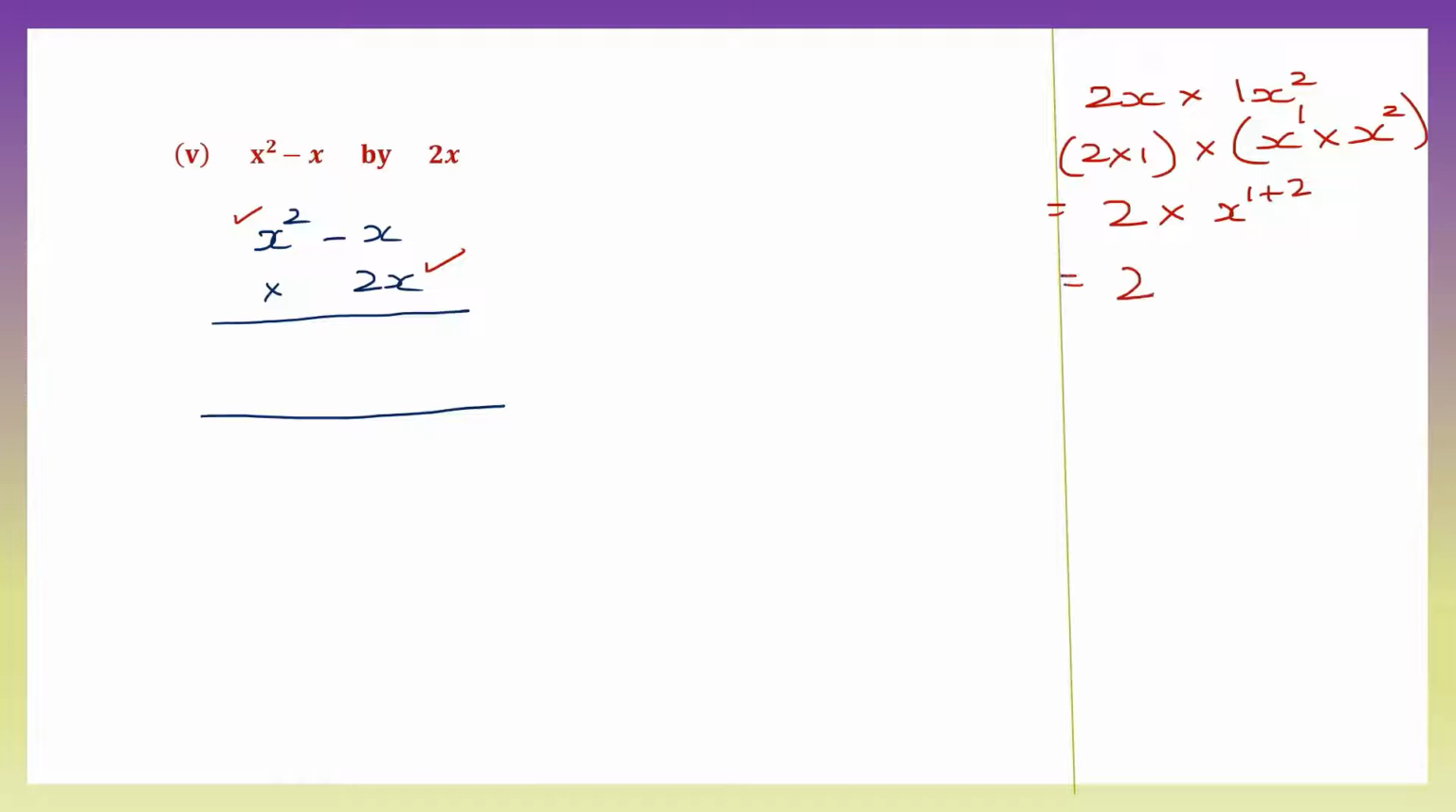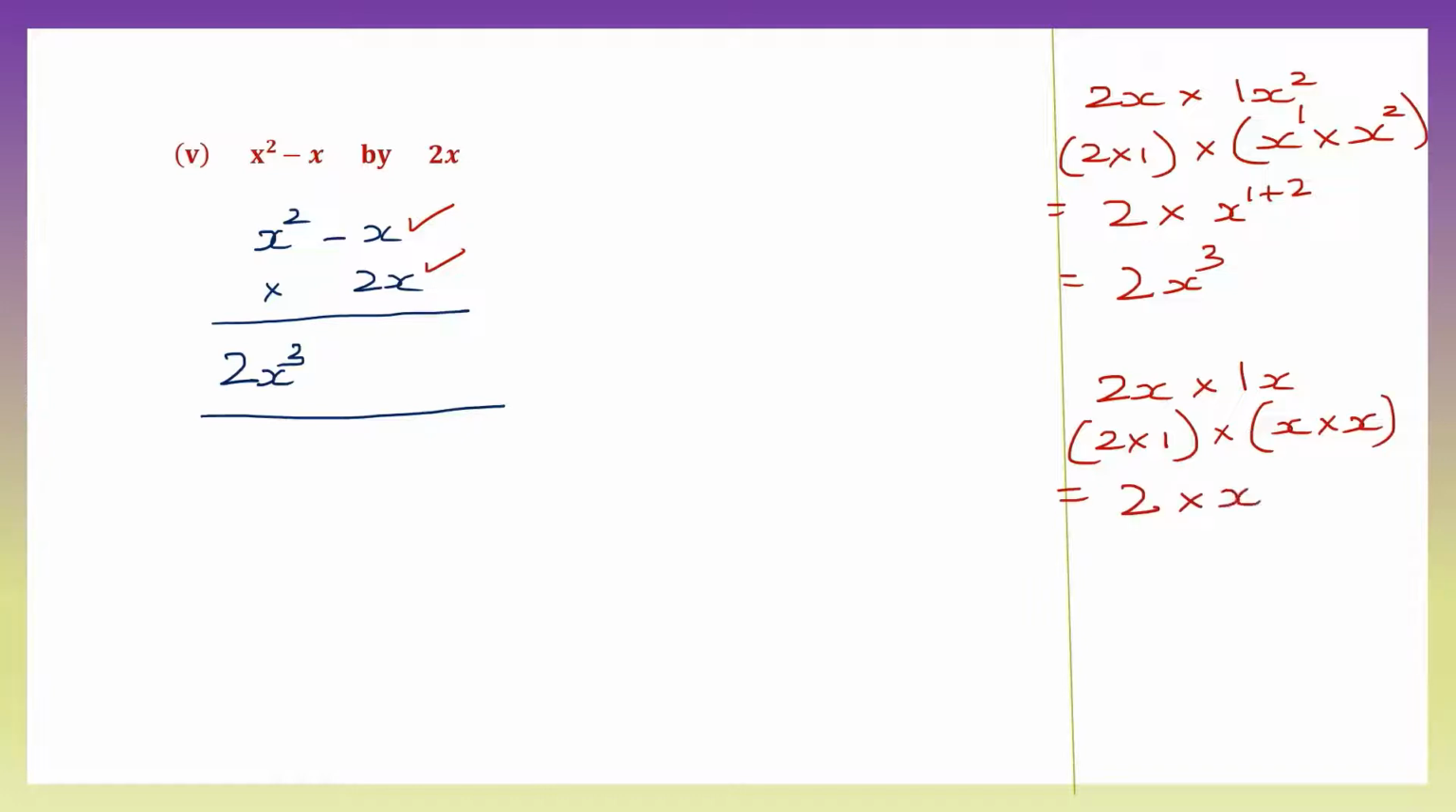So that is 2x to the power of 3. So here we have 2x to the power of 3. Now we need to multiply 2x and x. Let's do that. 2x into 1x. So the numbers are 2 into 1 and x is x into x. So that is 2 ones are 2 into x to the power of 1 plus 1. So that is 2x to the power of 2 or 2x square. Sign is minus 2x square.